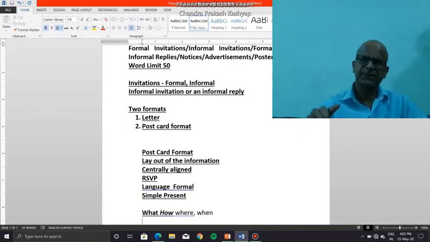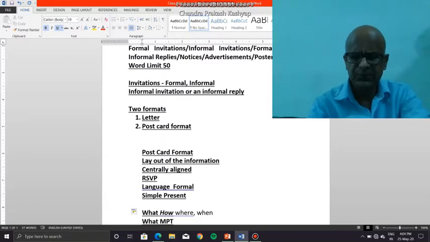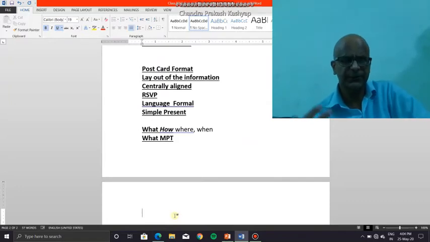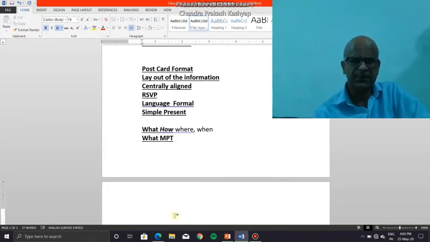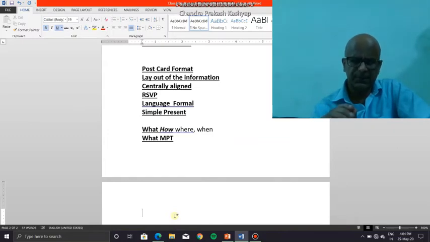In order to learn how to arrange phrases which answer what, how, where, when in a grammatically correct fashion, I need to remember this rule: what, and thereafter MPT. M stands for manner, P stands for place, T stands for time. So what is happening, how it is happening, you may not get the answer to this in an invitation. If you are writing a report, of course, you will then give an answer. Where it is happening and when it is happening. Only in this order will I arrange these important pieces of information.